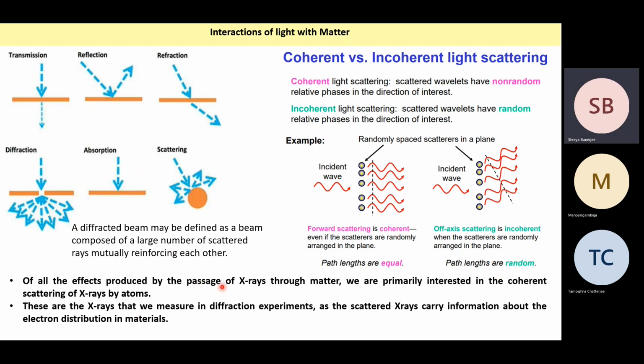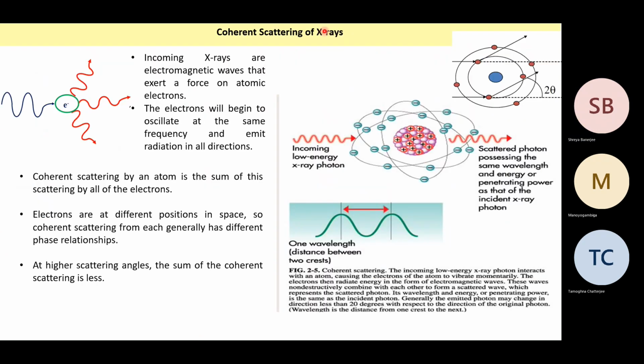Of all the effects produced by the passage of X-rays through matter, we are primarily interested in the coherent scattering of X-rays. This is because only in coherent scattering there will be constructive interference, and we will get a highly intense diffraction pattern. These are the X-rays that we measure in diffraction experiments, as the scattered X-rays carry information about the electron distribution in materials. So, as I said, we will focus on the coherent scattering of X-rays.